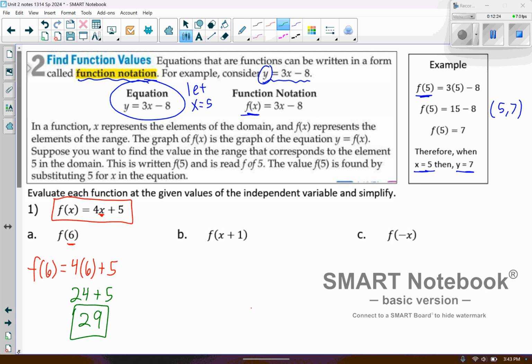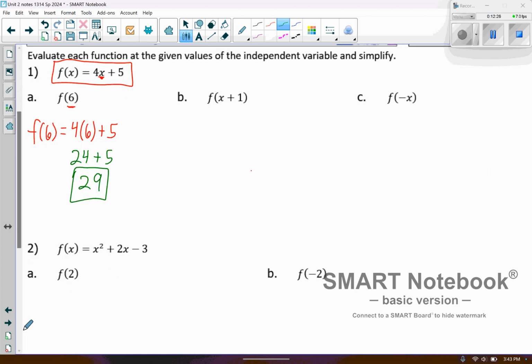Now, if you really wanted to, you could write it as an ordered pair, but on your homework, they're not going to ask for that. They just want you to plug in and give the final result. So your answer would just be 29.